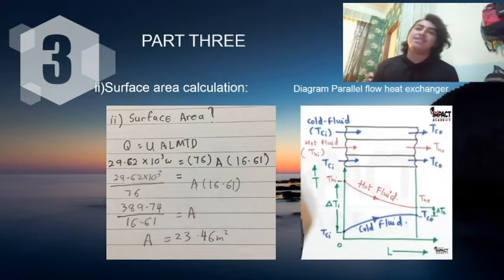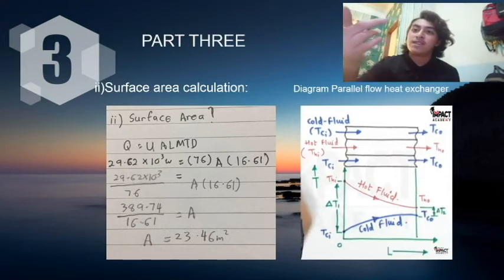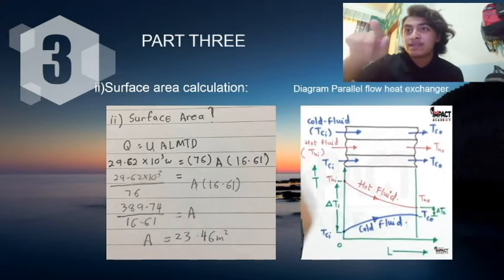For this slide, you can see two diagrams. One is about the solution for the next question, the surface area. For Q, the formula is Q equals U A LMTD. Rearranging everything, the last answer I get is 23.46 m square. And for the diagram of the parallel flow heat exchanger, you can see the hot fluid is low and the cool fluid is up. Okay, thank you.